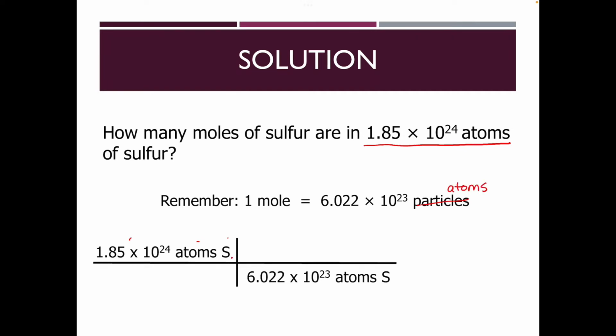Remember this word particles here really is like atoms. So atoms has to cancel atoms, so that's why this half of it is going on the bottom. That means that 1 mole of sulfur will go on the top. Remember, number, unit, chemical. Now we double check: atoms of sulfur cancels atoms of sulfur, and we're left with moles of sulfur, which is what we were trying to find. So when you plug this in, you'll get 3.07 moles of sulfur.